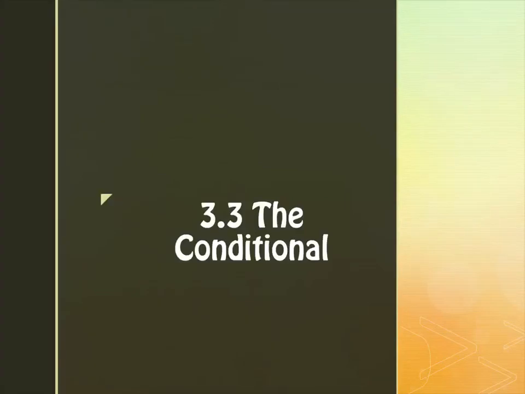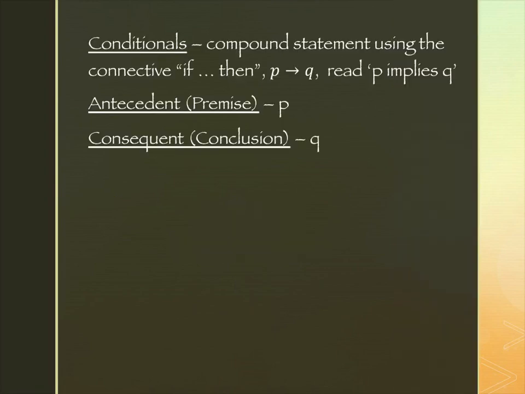Section 3.3 is called the conditional, and 3.4, which we're going to encounter next, is called more on the conditional. So both sections that we're doing today are on the same topic, so that works nicely. This is the third of the three types of connectives, or compound statements, that we talked about. One connective was and, another was or, and the third connective is if-then, and that's this section. So conditionals are compound statements that use the connective if-then.